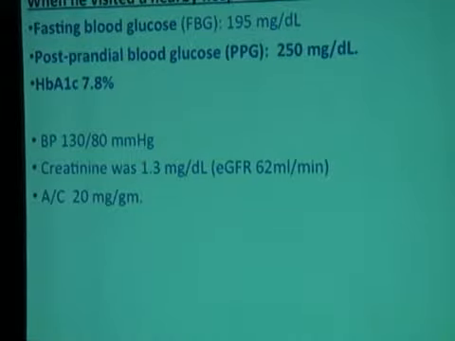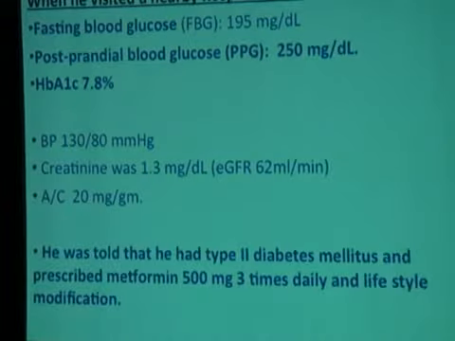Creatinine 1.3 milligram per deciliter. The GFR is still 62 milliliters per minute. And the albumin creatinine ratio 20 milligram per gram. He was told that he had type 2 diabetes mellitus and prescribed metformin 500 milligrams 3 times daily, and lifestyle modification. So number one, he had to modify his lifestyle, and he started metformin 500 milligrams 3 times daily.